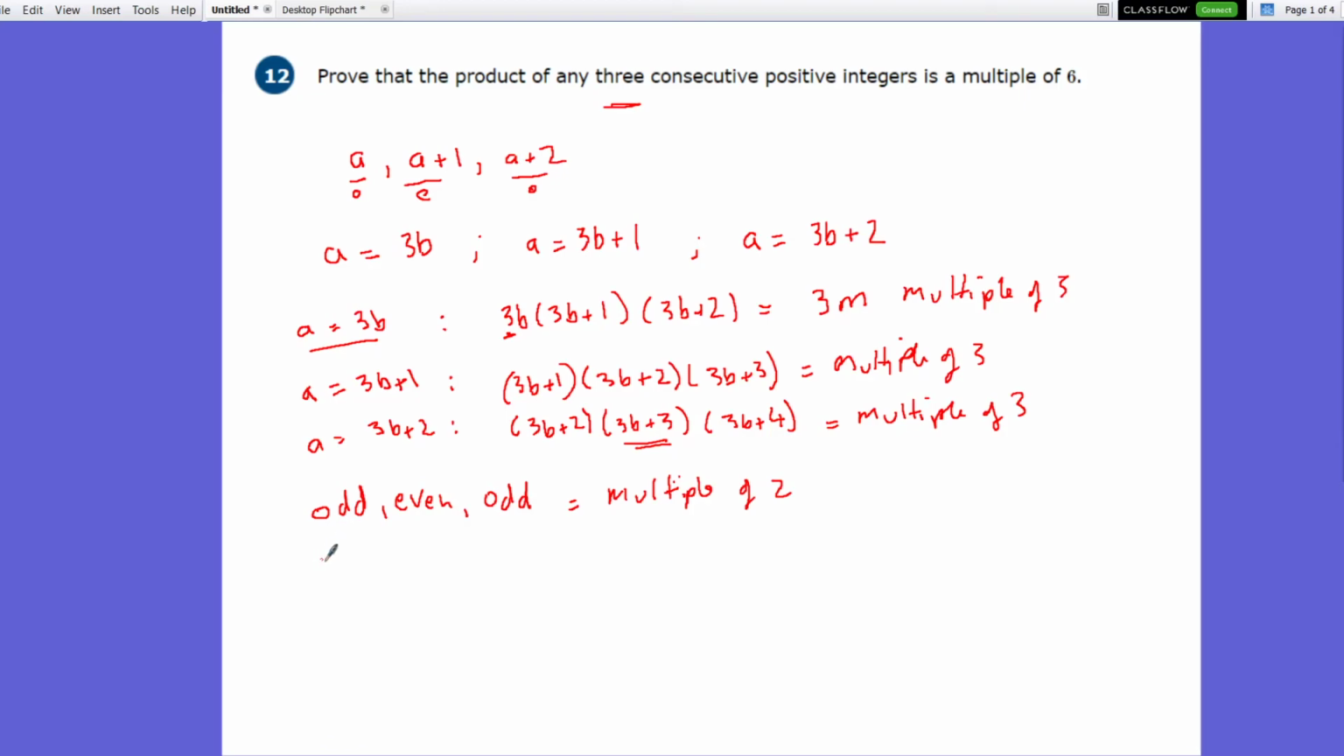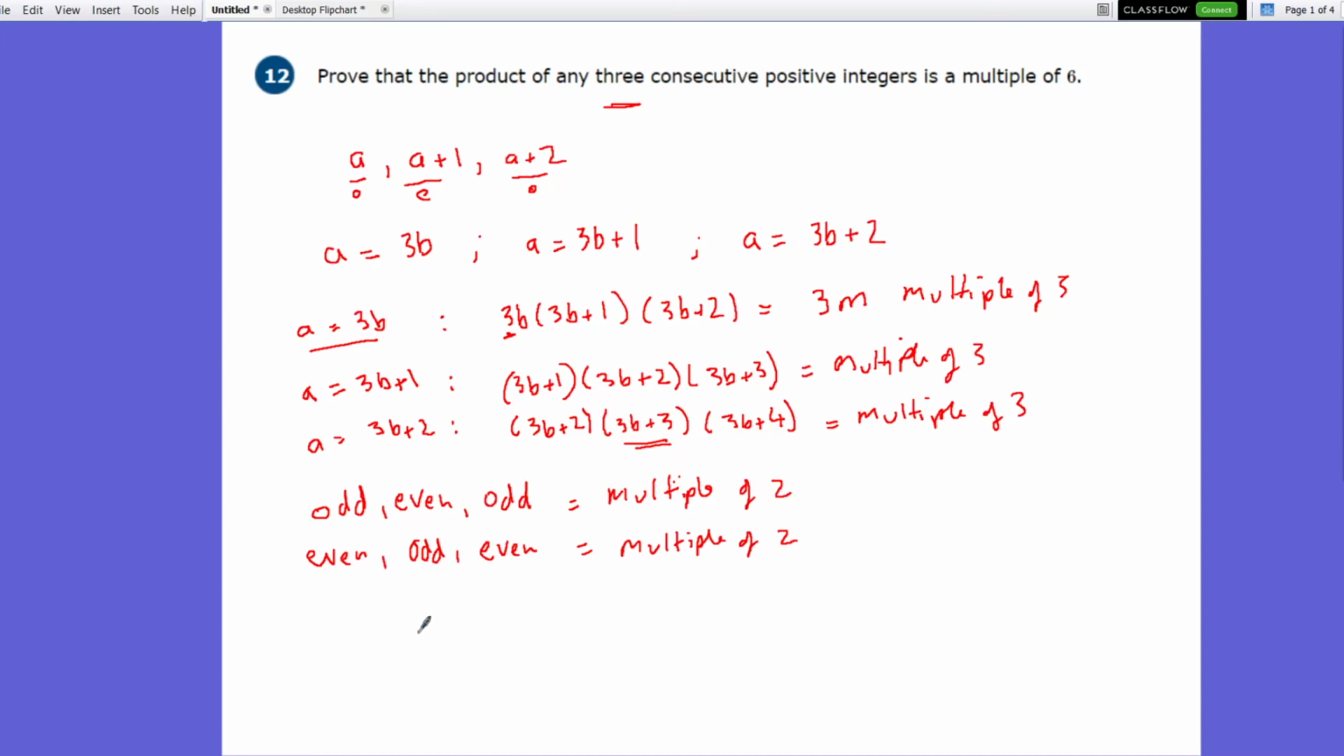If we started off with an even term, then even is followed by an odd, followed by an even. Either way, now we've got two even terms, so this is a multiple of 4, but 4 is a multiple of 2, so this will also be a multiple of 2. Each product is a multiple of 3, as we proved here, and whether we start with an odd or even, either way we're going to have a multiple of 2.